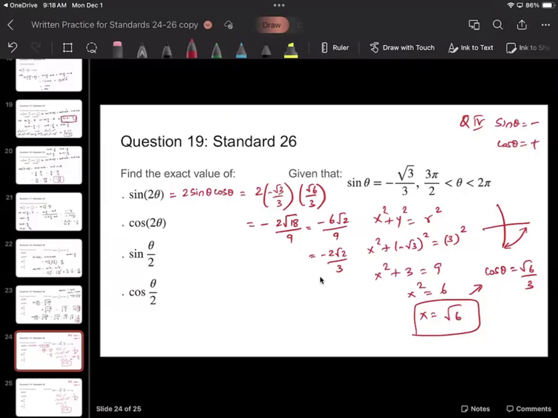All right, then cosine 2 theta. Cosine 2 theta is cosine squared minus sine squared. What is my cosine theta? Root 6 over 3. When you square it, you'll get 6 over 9 minus sine theta squared. When you square it, you'll get 3 over 9. So the answer will be 3 over 9 for cosine 2 theta.